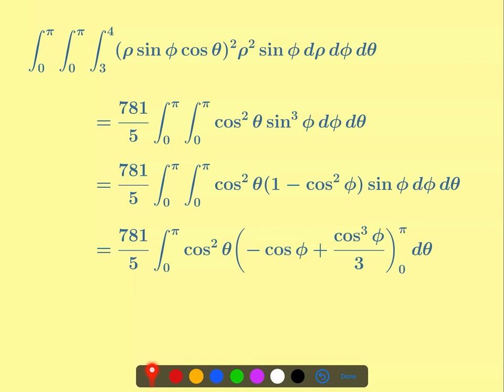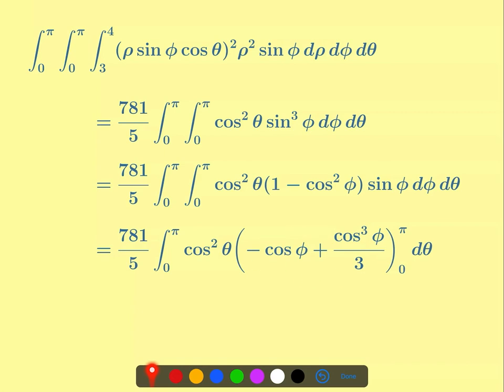So when I plug in pi, I get minus a negative 1, so that's 1. I get a minus 1 over 3. So we get 1 minus 1/3. That's 2/3. And I want to subtract what I get when I plug in 0. So what do I get when I plug in 0? I'm going to get minus 1 here, plus 1/3. So that's a minus 2/3. So I'm getting 2/3 when I plug in pi, minus a negative 2/3 when I plug in 0. And so I'm getting 2/3 plus 2/3, or 4/3 for this, evaluated from 0 to pi.